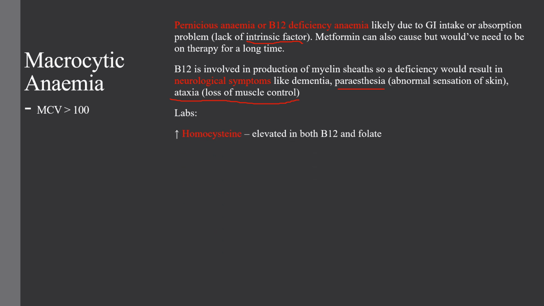So labs, you're going to see the mean corpuscular volume of greater than 100, obviously. And then on top of that, you're going to get the homocysteine values, which is elevated in both B12 and folate. So now we need to differentiate, well, is it B12 or is it folate? And next we look at something called methylmalonic acid, or MMA. And this is going to be unique to your B12 and not folate. So which is going to be increased.